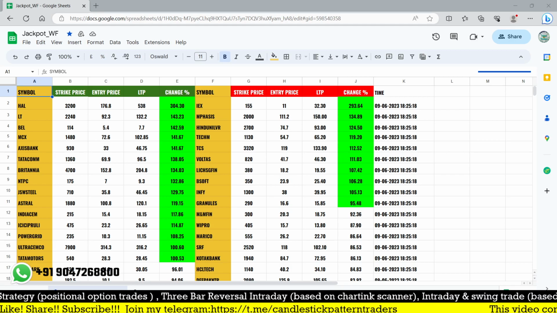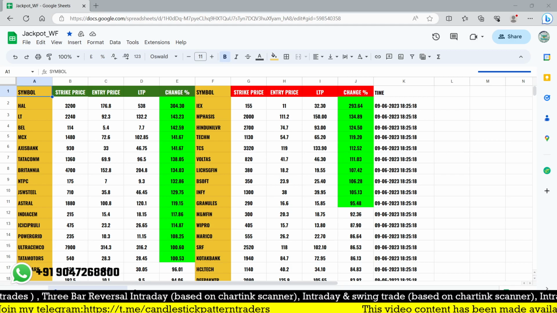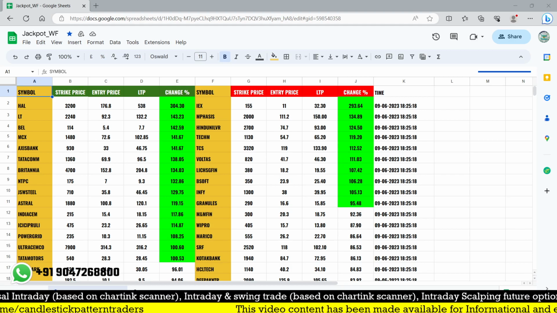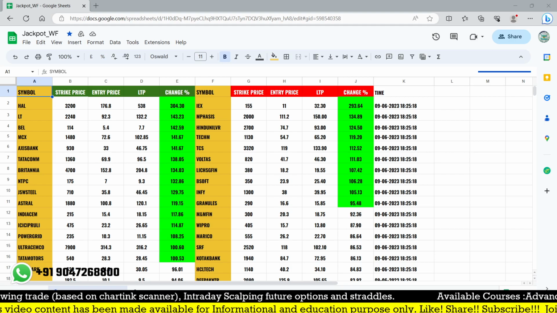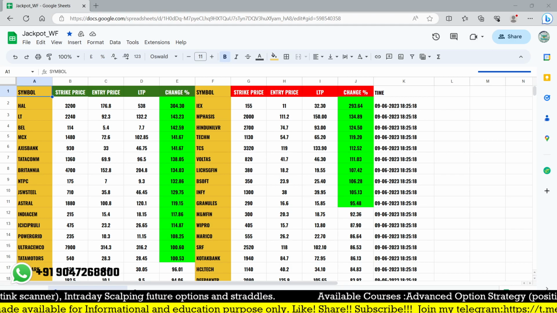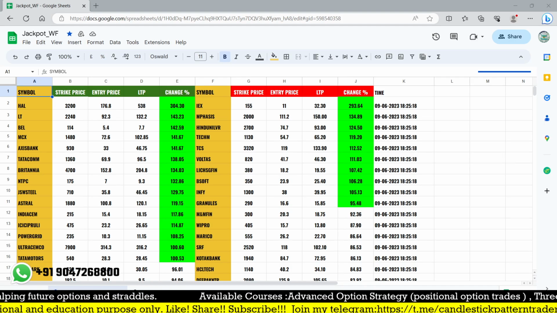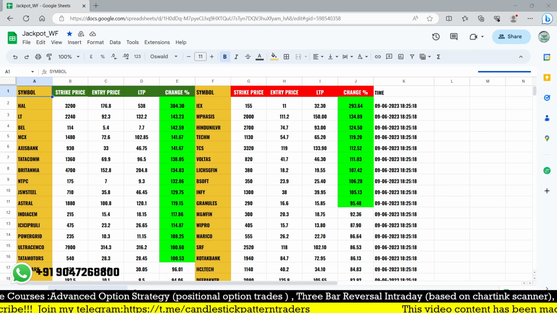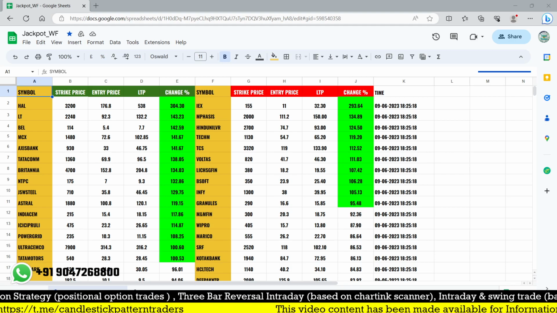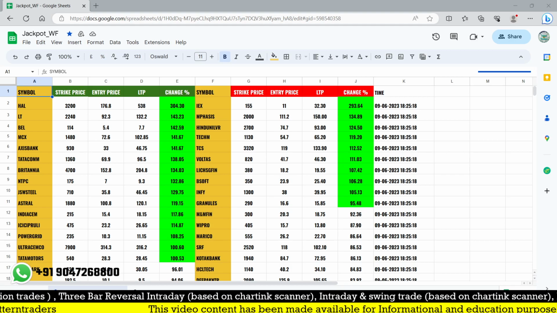In this video, I'm going to discuss my Google Sheet and how we can effectively use it on the weekly time frame. There is an update on the Google Sheet on a weekly basis. Every Monday the sheet will be updated, and at the end of the week the weekly sheet is going to update. The positional sheet updates once a month.